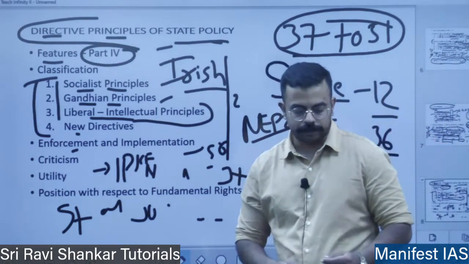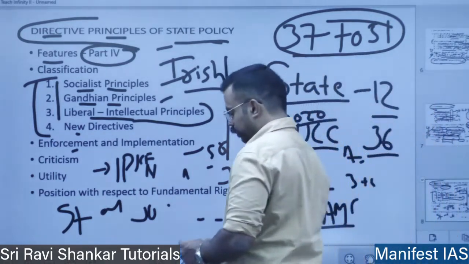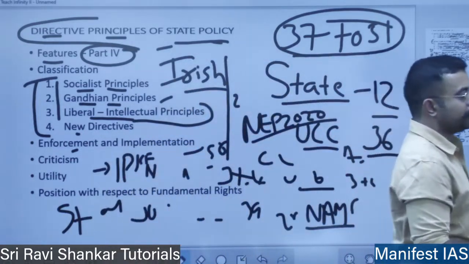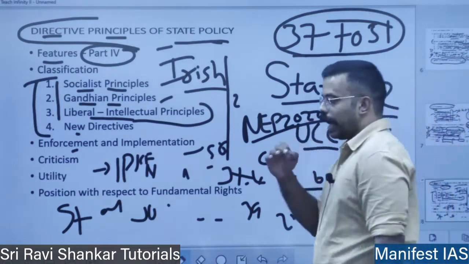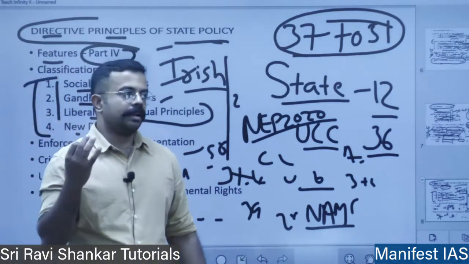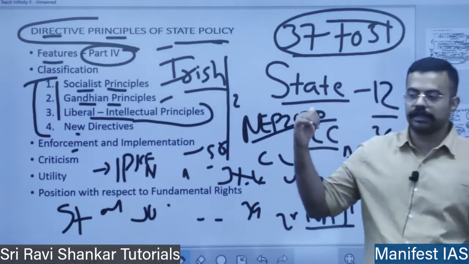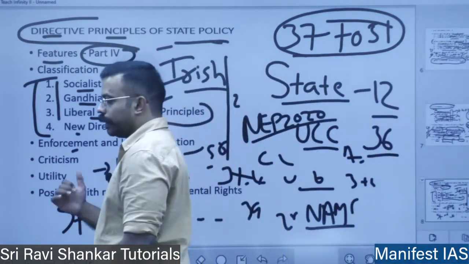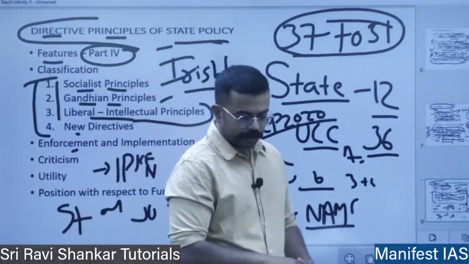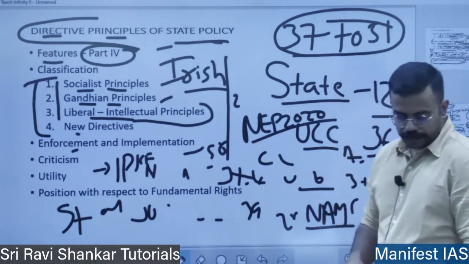Even, for example, as I told, the Amasar Act was enacted, and EWS reservation, OBC reservation, SC/ST reservation, everything stems out of directive principles. So every act, every policy made by the government can be linked to the directive principles directly or indirectly, because this is the blueprint or framework for the government to frame its policy or acts. Okay. Next. So we have seen enforcement and implementation.